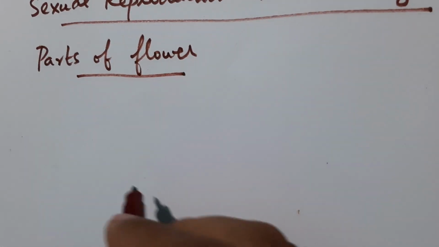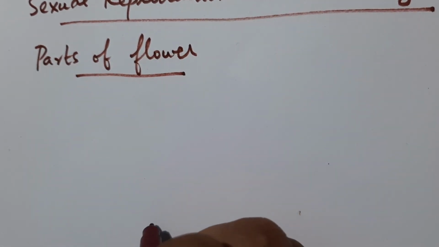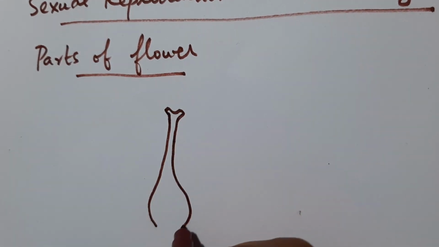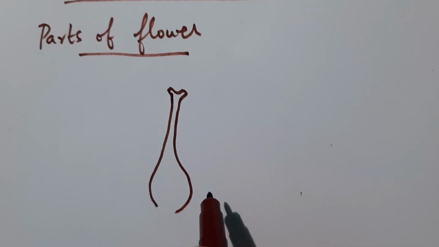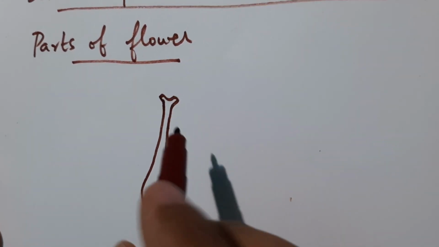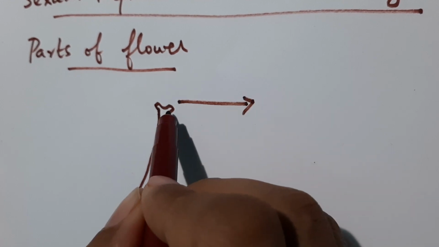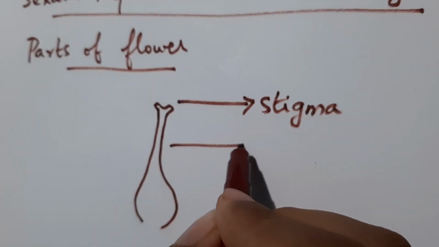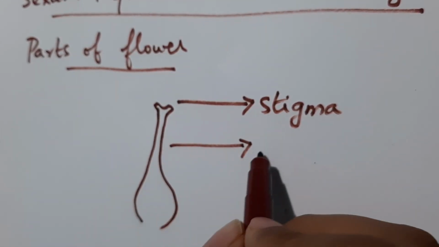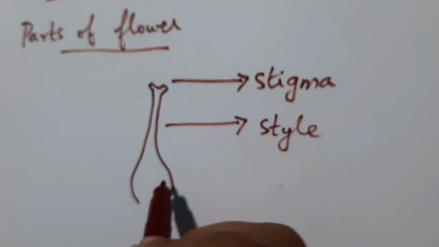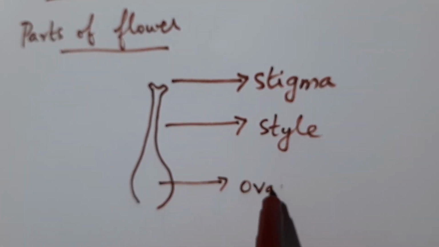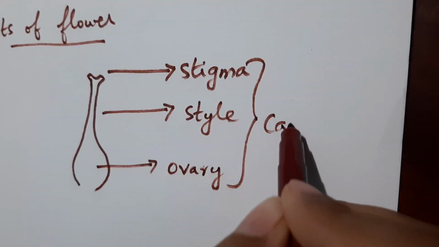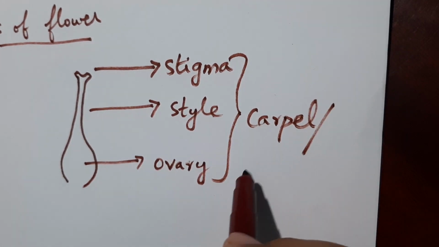So, we begin the parts of flower with the female reproductive structure, that is called as pistil, or it can be called as carpel. The pistil can be divided into three parts. The part where the pollen grain lands is called a stigma. Then there is a long process that is called as style: stigma, style, and then the basal part is called as ovary. So, these three forms carpel; either we can call it as carpel or we can call it as pistil.